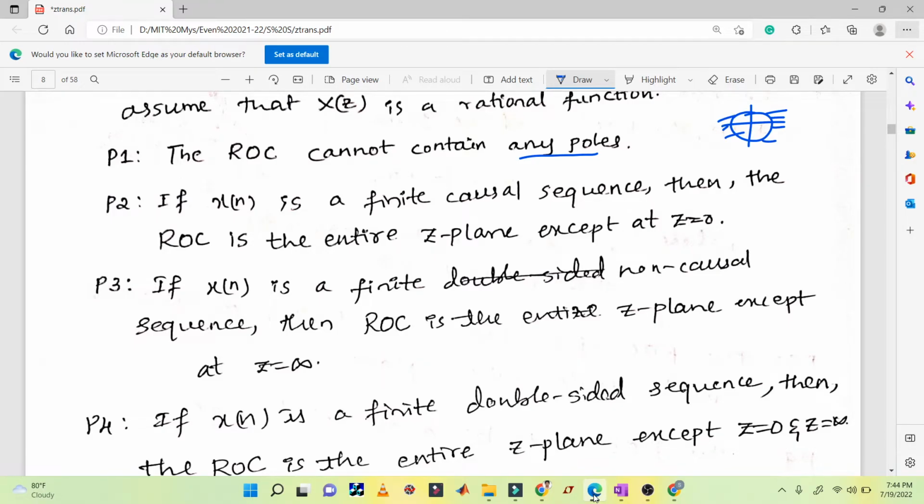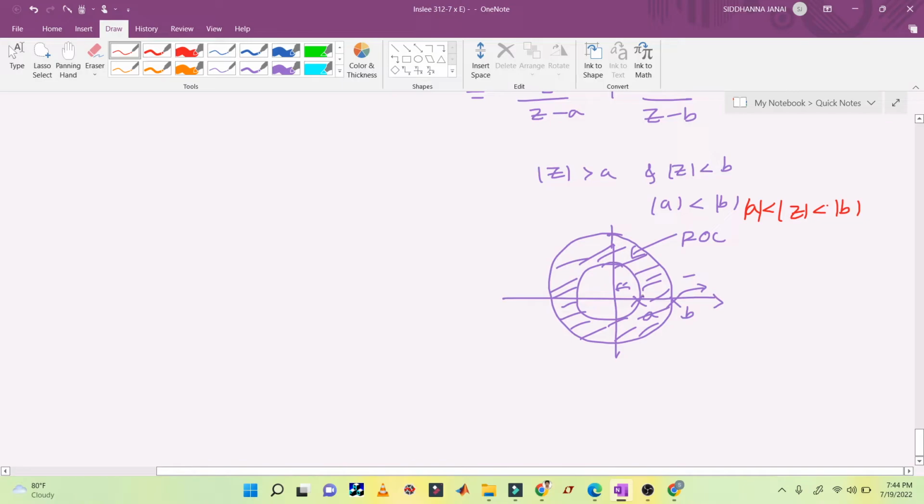Beyond this value there should not be any pole. Okay, ROC will not contain any poles inside it. Okay, in the previous example also, ROC is between A and B. It is greater than A, less than B.